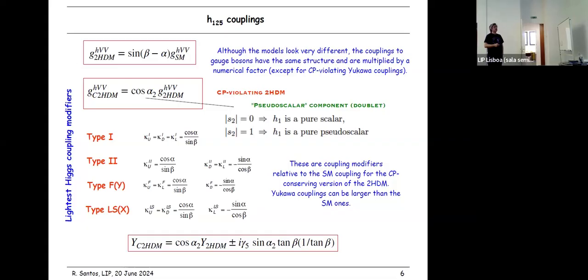The important point is that there are 4 different models. This is type 1, this is type 2, which is the famous one because it's the one related to the MSSM. And then you also have another two possible combinations. This one is called flipped, and this one is called lepton specific.